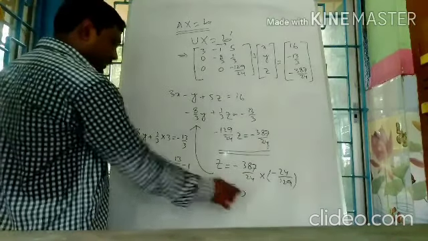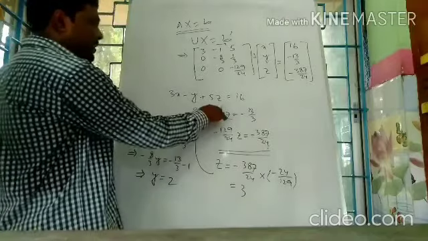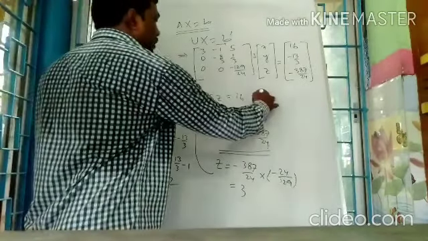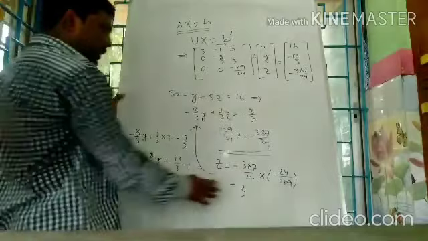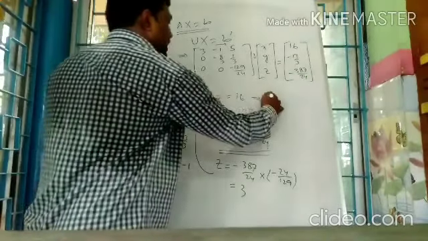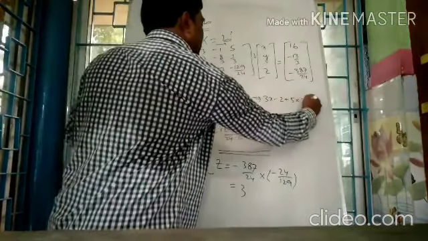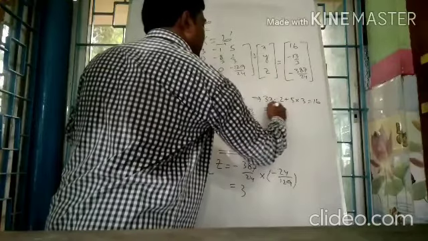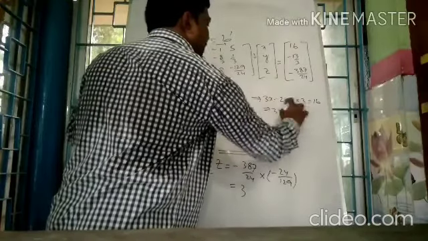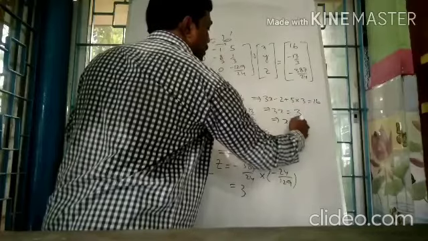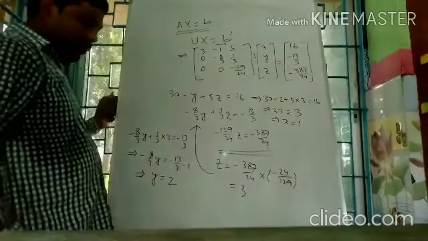So z is 3, y is 2. Put in the first equation and calculate x. So put y = 2, z = 3 here. That is 3x - 2 + 5 into 3 = 16. That is 3x = 18 - 15. That is 3. So x equals 1. Okay. So x equals 1.